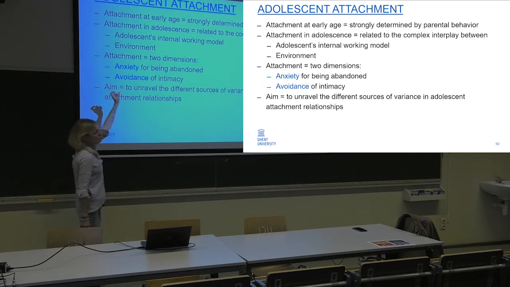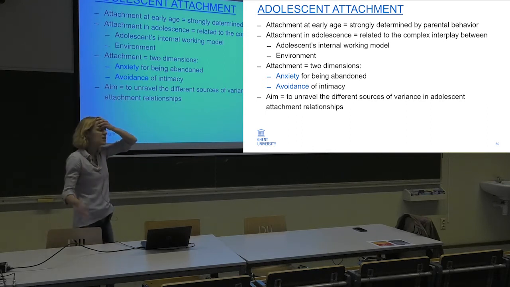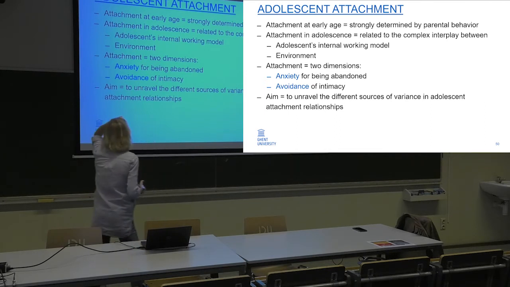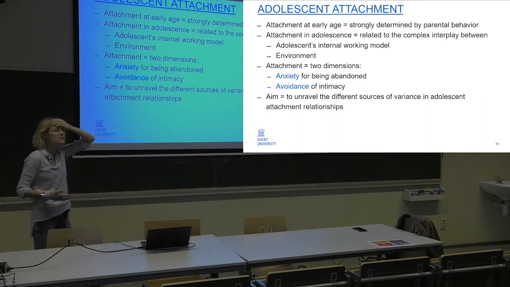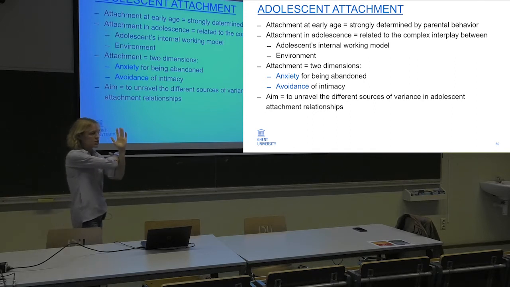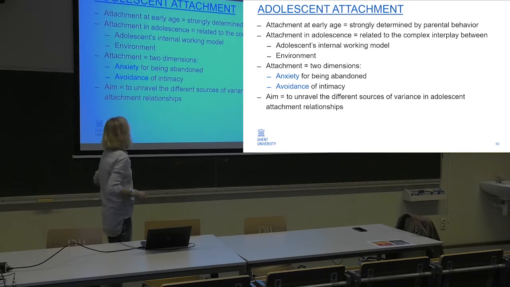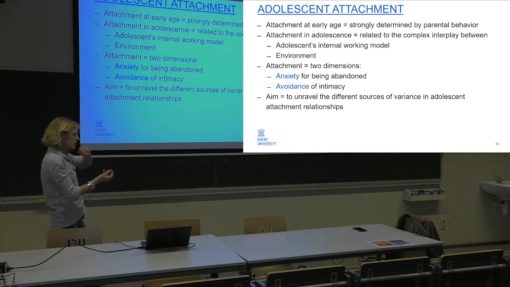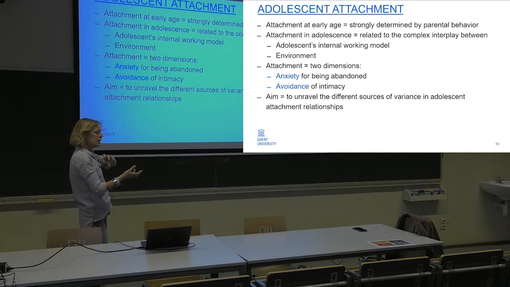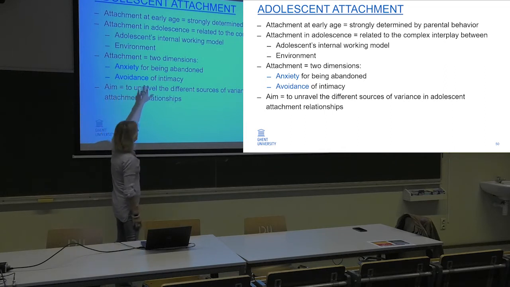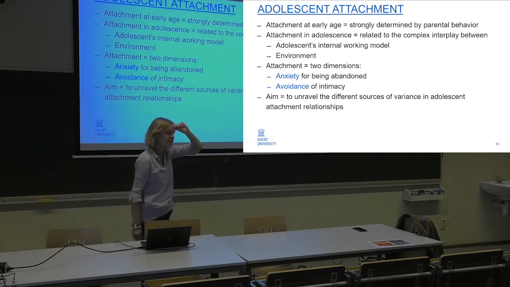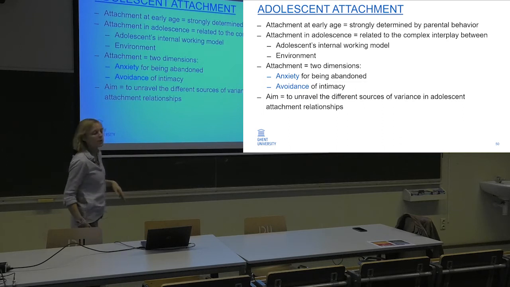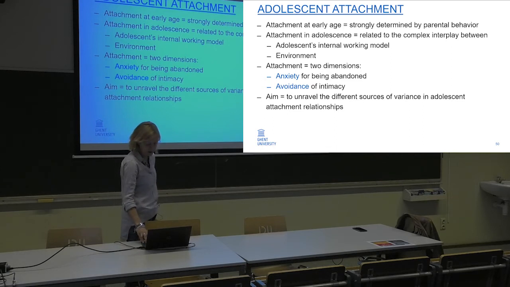Attachment has two dimensions. There are different ways of measuring attachment, but in this study we had anxiety about being abandoned and avoidance of intimacy as the two dimensions. You have this model, I think you know it. And the aim was also here to unravel the different sources of variance. Is it about the parent, and if an adolescent is anxious about being abandoned by his mother, for instance, is that about the adolescent, is it about the mother, is it about the relationship, or are there families where there's a lot of fear of being abandoned?